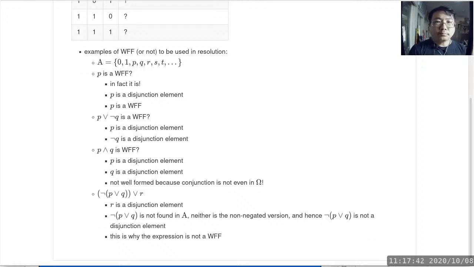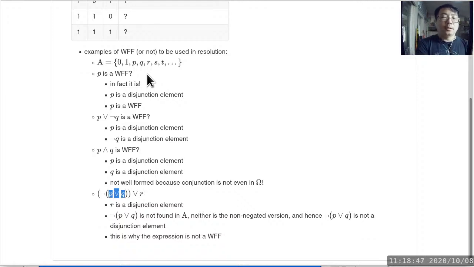So P or Q, would that be well-formed? Yes. If you're just looking at this part, it is well-formed, not a problem. But once we negate it, then it becomes not well-formed. That is correct. This is already not well-formed, and it is also not a disjunction element. So when you look at this entire thing, it is also not well-formed, because the only thing that can be considered well-formed is the OR of things, where each thing is either something that you find in alpha or the negation of something that you find in alpha. This is not something that we can find in alpha. Even the non-negated version, P or Q, is also not found in alpha. Alpha only has individual symbols, but not expressions.